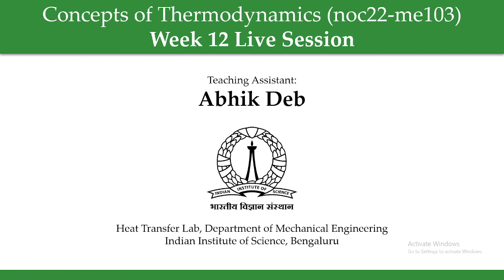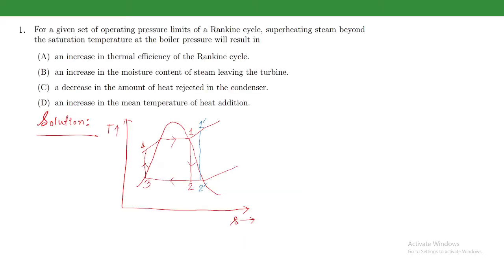So today we will be solving problems related to the Rankine cycle and refrigeration cycle. Let us dive into it. For a given set of the operating pressure limits of a Rankine cycle, superheating the steam beyond the saturation temperature at the boiler pressure will result in which of the following changes in the cycle.